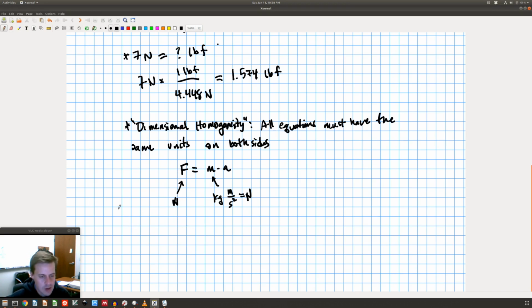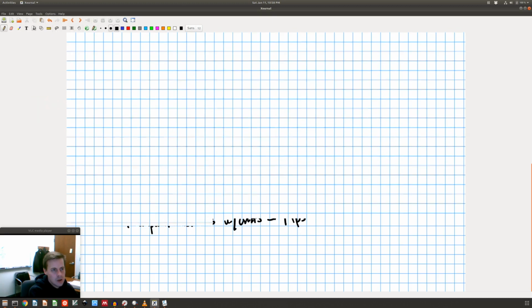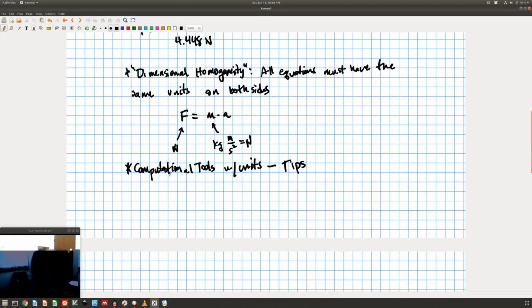So now, what happens when we do computation with units, or computational tools with units? There are some tips that I'd like to give you, and I'm going to tell you these tips. And it looks like I need a new page. Let me go ahead and add that in. Page, new page after.